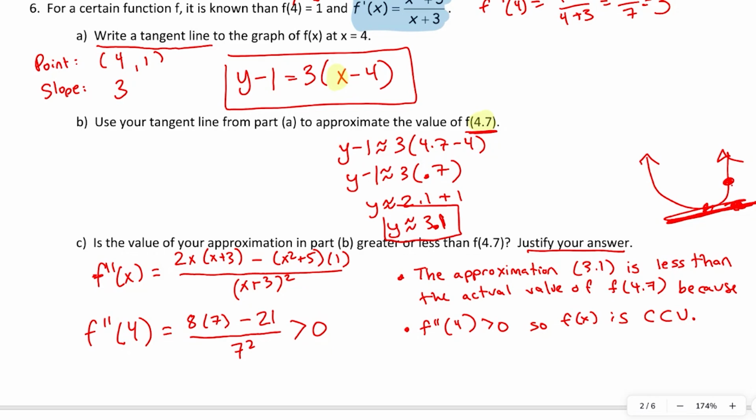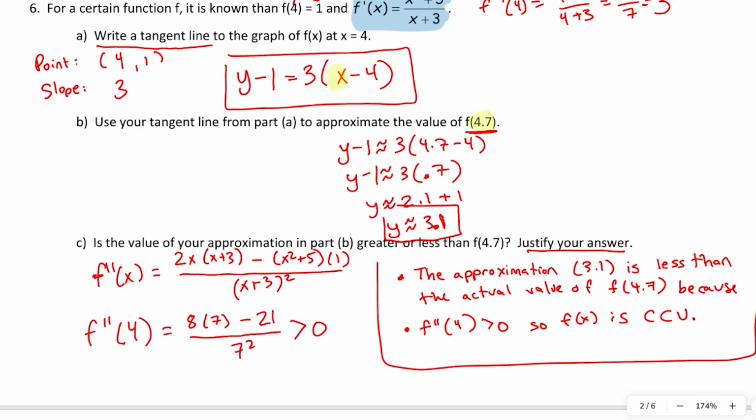So that's basically it. Our answer is that it's less than the actual value, and the reason is because at the point where the tangent line is, the function is concave up. Okay, so that's our answer there. Make sure you have that justification in there.